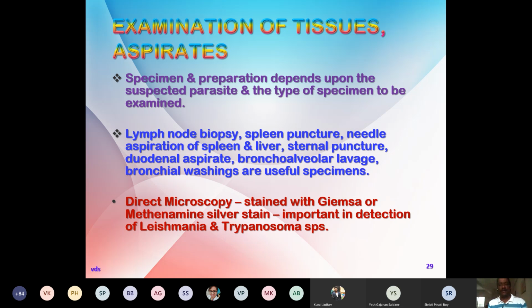Direct microscopy can be done by staining with Giemsa stain or methenamine silver stain, which is important in the detection of Leishmania and Trypanosoma infection.